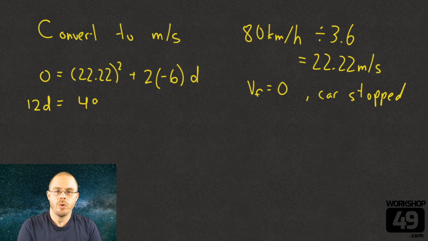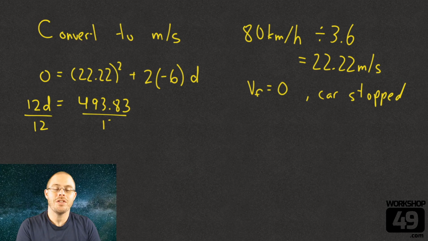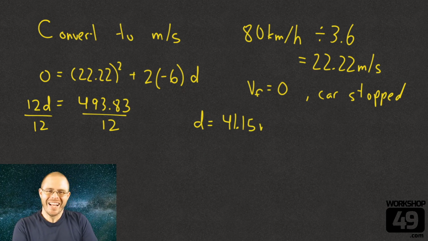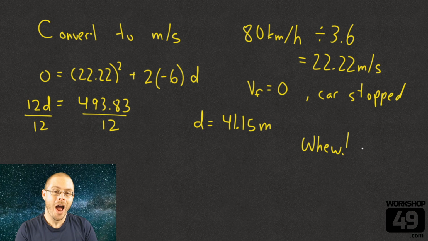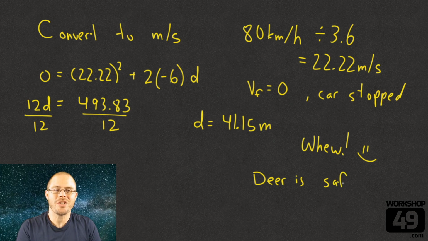12D is equal to, we're going to go ahead and square that number, 493.83. This is no bad. Divide by 12, divide by 12, fingers crossed. Distance equals 41.15 meters. Whew. I was worried there for a moment. My students will be worried. You don't know what's going to happen in a question like this. But in this question, the deer is safe.